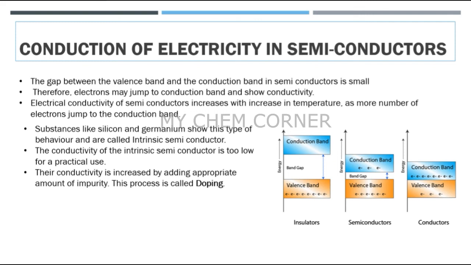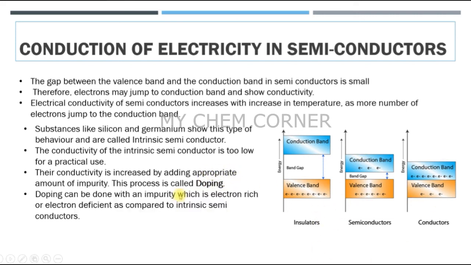But there is also a method where, when you add a small amount of an impurity, you can still increase conductivity. By heating, yes, we can increase conductivity, but by adding a small amount of impurity, you can increase conductivity even more. So the process by which you're adding an impurity to a semiconductor so that conductivity increases is called doping. Alright, so the process here is called doping.